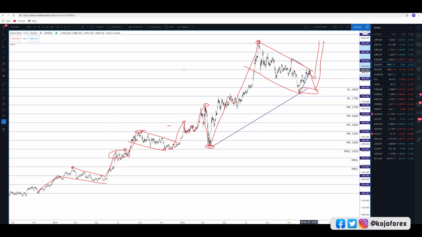Anything can happen, or gold can literally just break out from this range and then start heading on the upside. But with respect to my analysis and my perspective, I expect some level of break on the upside in the longest term for gold. It may not be in the next month or next 2 months, but I see a massive bullish move for gold in the next couple of months, right?